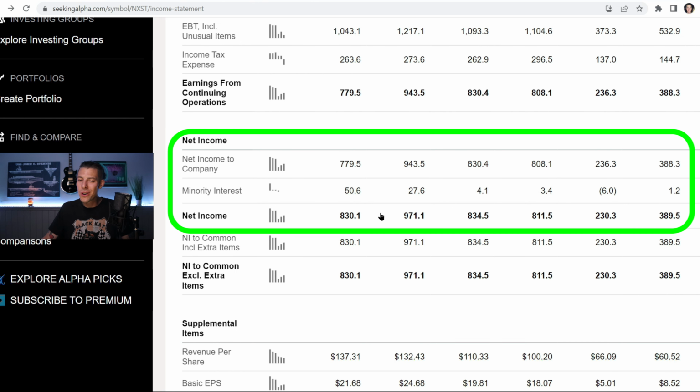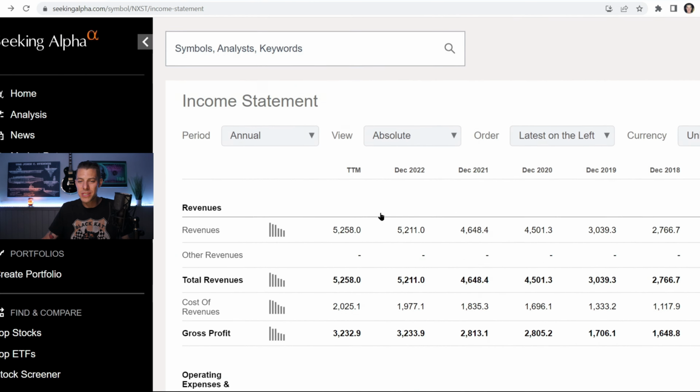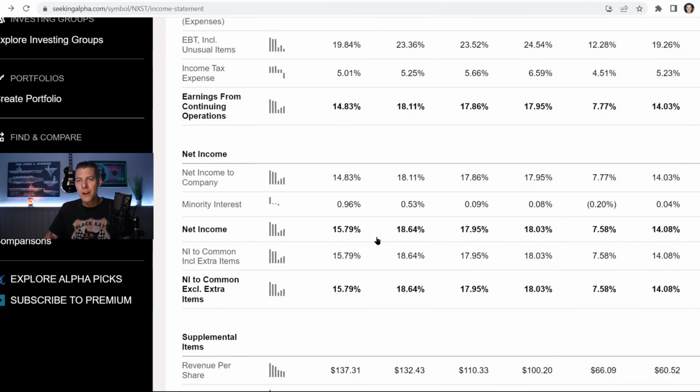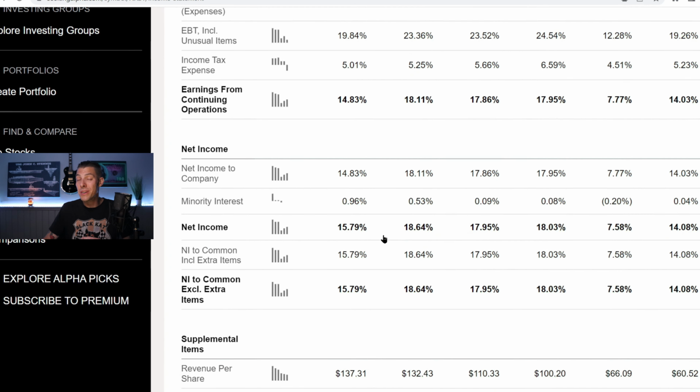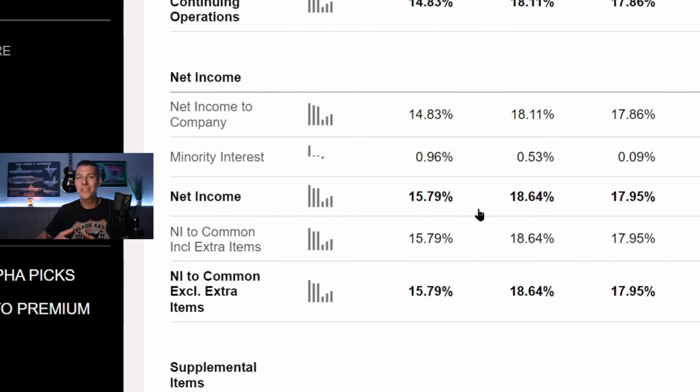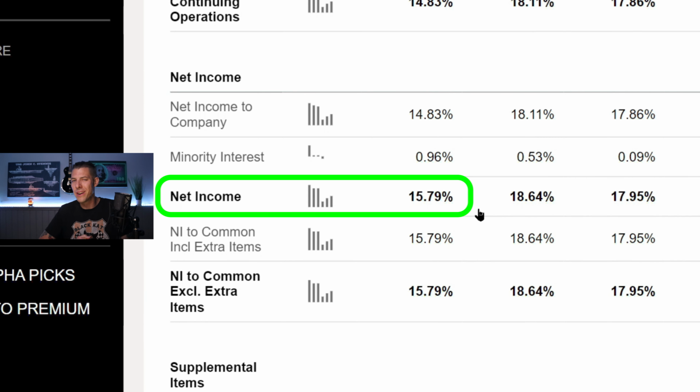But one cool thing, we're going to go and switch it right back once again to percentage of revenue. And a rule of thumb is we'd like to see a business over 20% to show that they have some kind of competitive advantage.